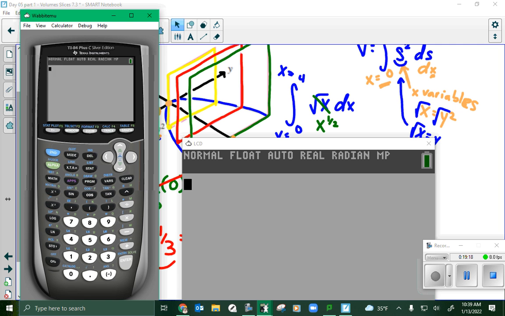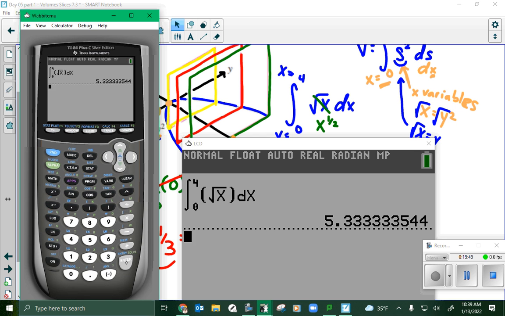In case you forgot, math number 9 is where I do my integration from 0 to 4 of the square root of x dx. Yep, I should get 5.33333. And remember, the calculator does integration slightly differently, so it might be off after about 6, 7 decimal places. But that would be what we're looking for.